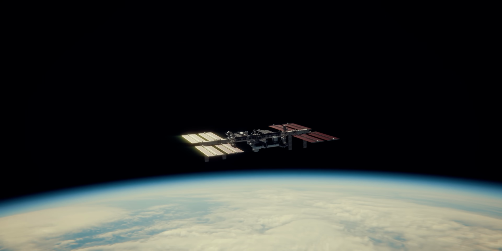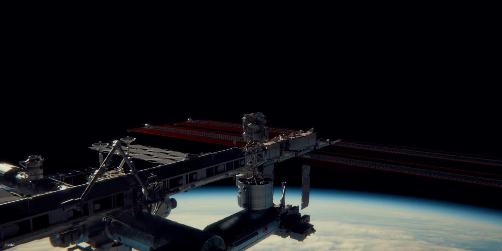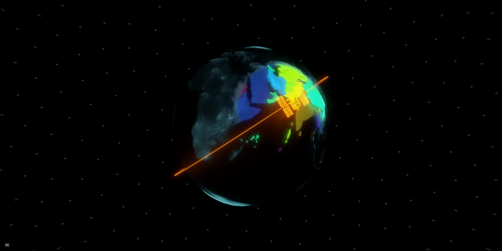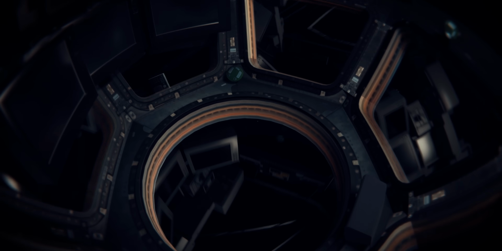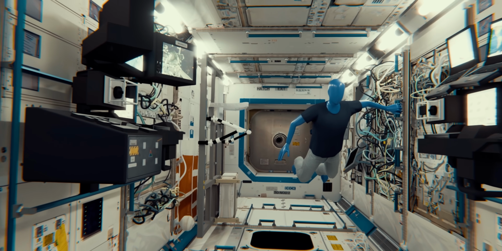This is the ISS, the biggest and most complex structure humanity has ever assembled in space. Racing around the planet at 28,000 kilometers per hour, 400 kilometers above Earth, completing a full orbit every 90 minutes. One of the most ambitious engineering projects in history.